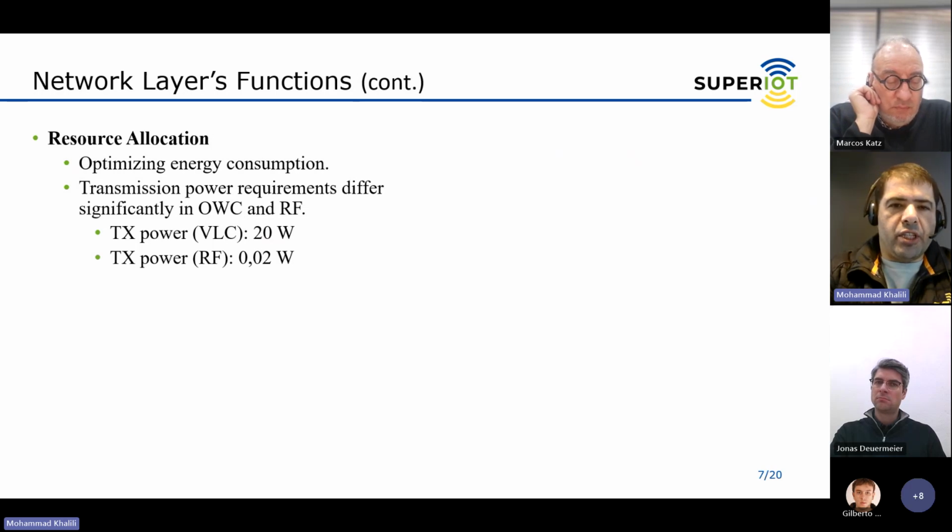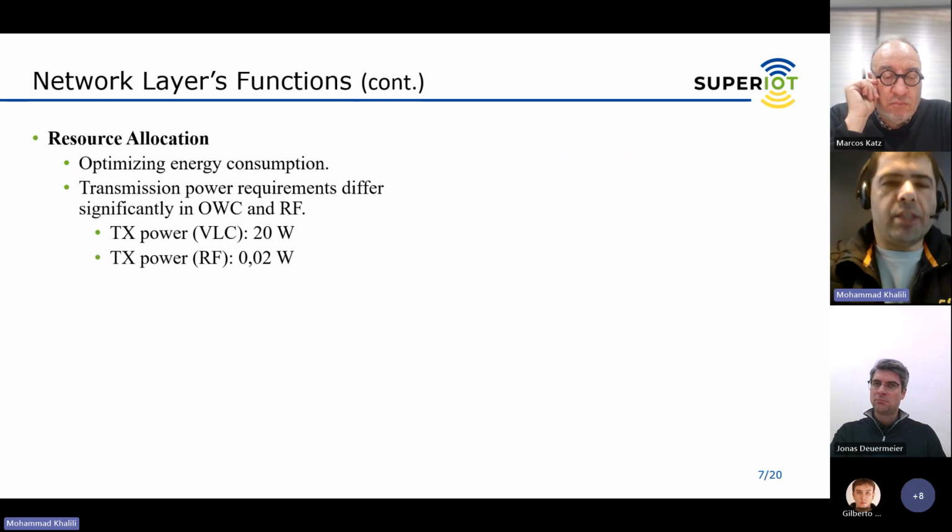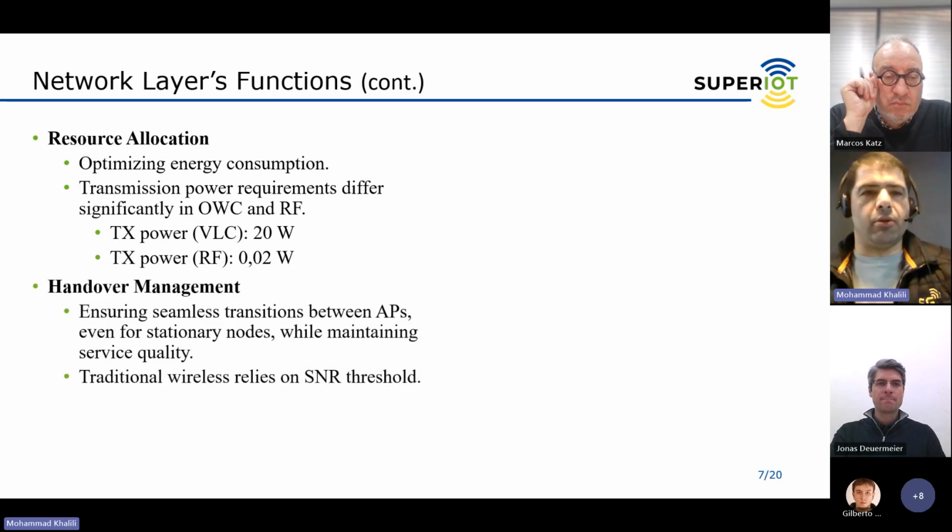One for transmission, and another is illumination. And actually, this transmission power is mainly used for illumination, and transmitting data in VLC has a very low or negligible burden on the network or on the energy consumption. But we can see that the scale is totally different.